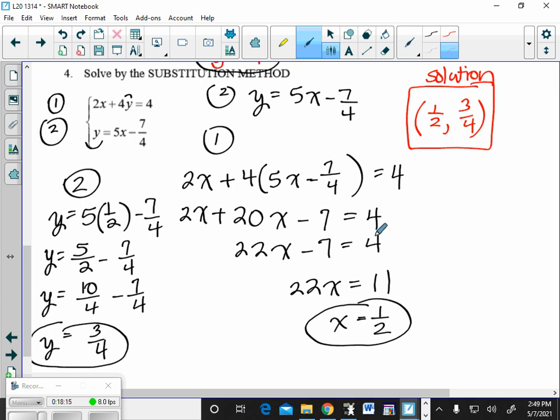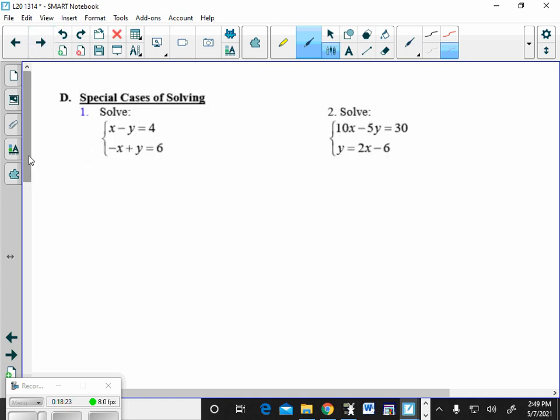Okay, let's go on and look at this next problem. Special cases of solving systems. Okay, so let's look at this. Now they don't tell us what method. You might right away see that if I added these together, I could eliminate a variable. Okay, let's go ahead and do it.